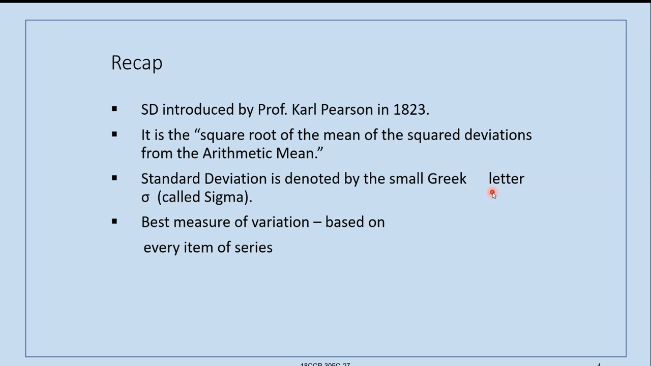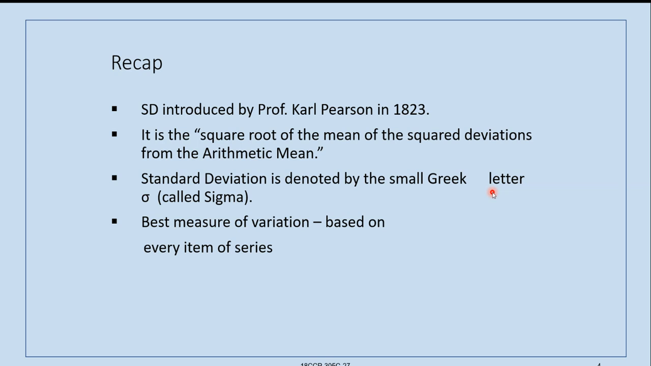And among the measures of dispersion, this standard deviation is more reliable and best suited in many applications, because as far as range is concerned, in range we are taking only two values of the series, that is highest value and lowest value. That is the main drawback of the range.